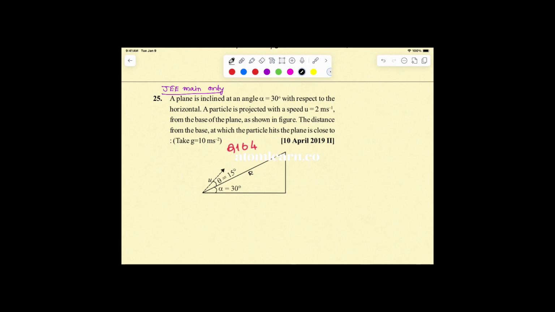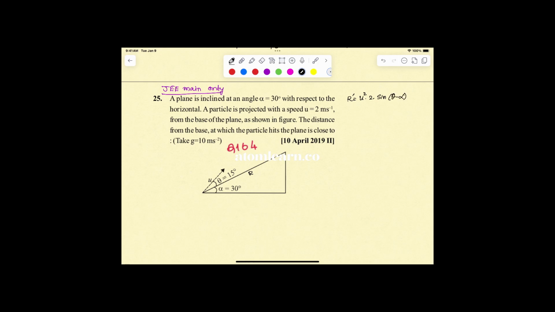Now, this is asking for the range on the inclined plane. Then our symbol in our formula is R dash. R dash we know is given by the formula which you have got: u squared 2 sin theta minus alpha.